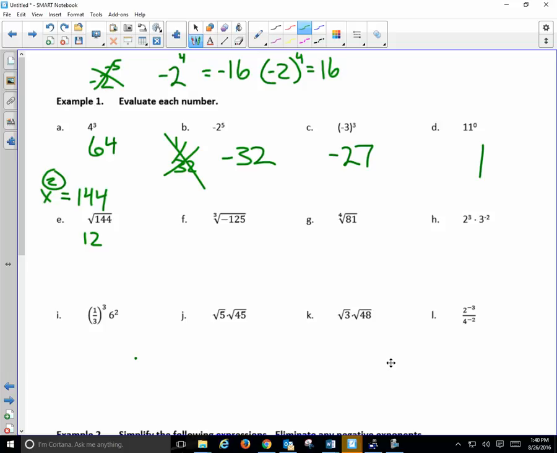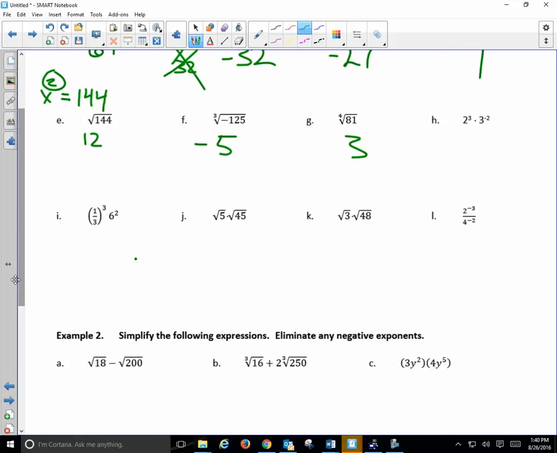Cube root of negative 125. Fourth root of 81. See if you can do h on your own. Should get 8/9.